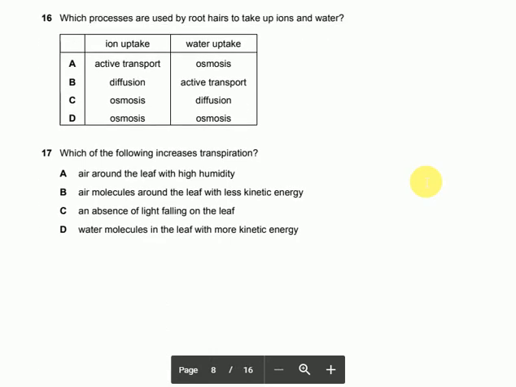Which processes are used to take up ions and water? Ions would be active transport and water osmosis. A. Oh, that was quick.